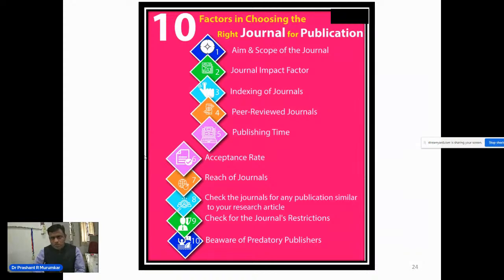First and important, the aim and scope of the journal, the journal's impact factor, indexing of the journal, peer-reviewed journals, publishing time, acceptance rate, reach of the journal, whether it is really accepted everywhere. Check the journal for any publication similar to your research article. Check for the journal's restrictions, and then beware of predatory publishers.